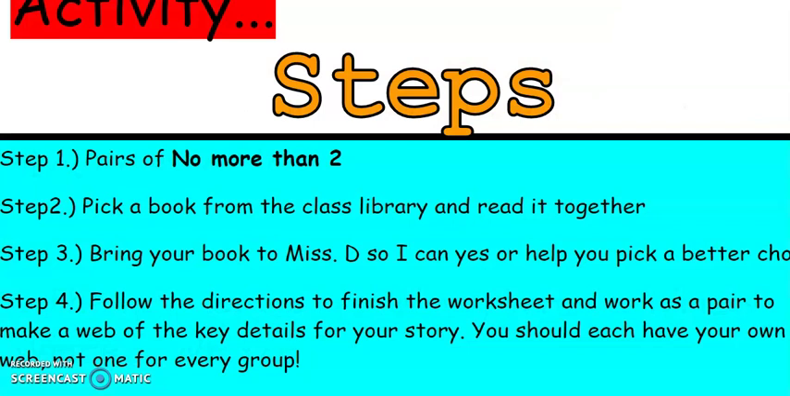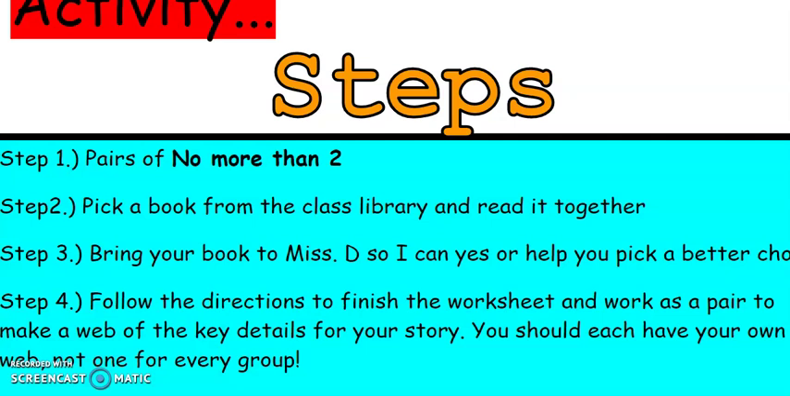So for this activity today, the steps are going to be on the board. I'll leave them projected. You need to get into pairs of no more than 2. We have even numbers in today, so there should be no reason to have a group of 3. You're going to go to the class library and pick a book. This book needs to be a picture book, and it needs to be something you will be able to read in the next 10 to 15 minutes.